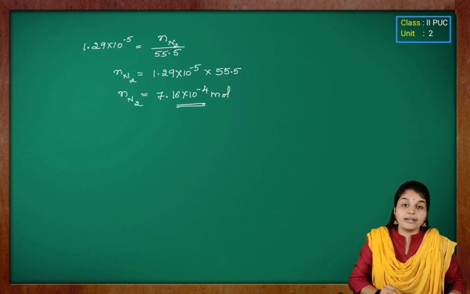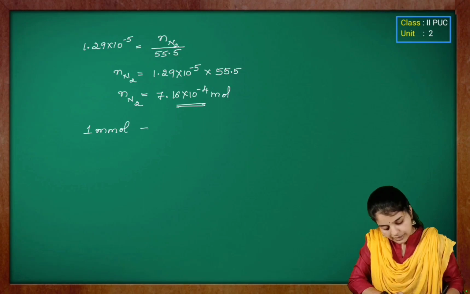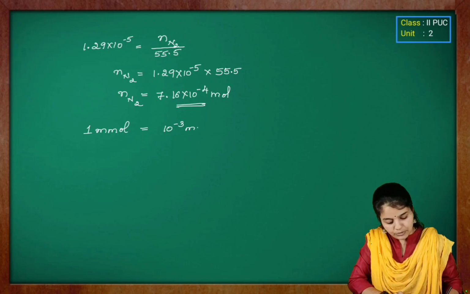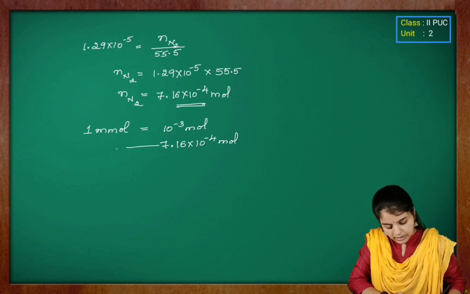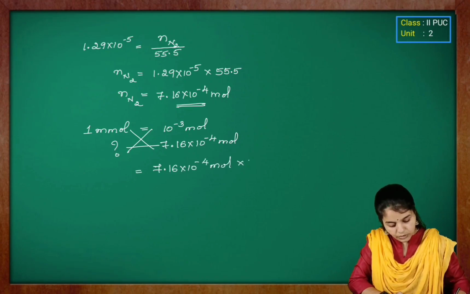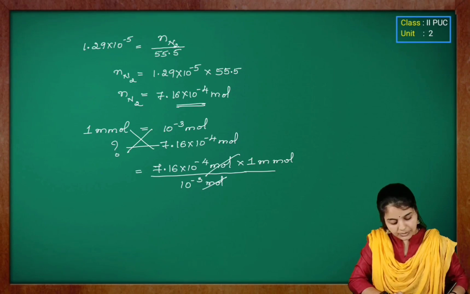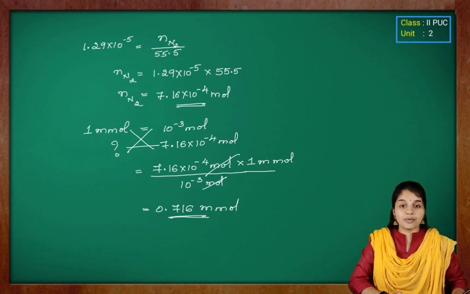But in the question, they have asked us to find the number of millimoles of nitrogen that is dissolved. So 1 millimole is nothing but 10^-3 moles. Now here we have 7.16 × 10^-4 moles. So how many millimoles do we have? We just have to cross multiply. This is equal to 7.16 × 10^-4 mole × 1 millimole divided by 10^-3 moles. So moles and moles get cancelled. Just by simplifying the numerical values, we get 0.716, and this is the number of millimoles of nitrogen. Therefore, the answer is 0.716 millimoles.